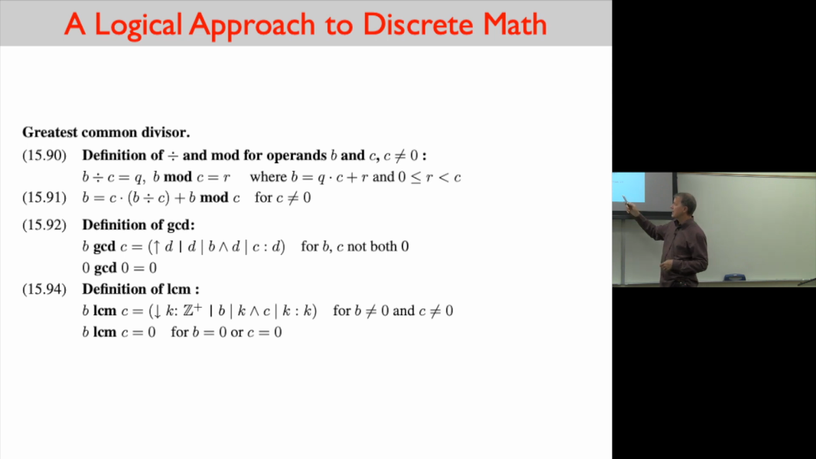What it means is that if you take B divided by C, the number that you get, Q, which is the quotient, has to be such that B mod C equals R. R is the remainder, the remainder that you get when you take B divided by C. And B is the quotient times C plus the remainder, and the remainder has to be greater than or equal to 0 and less than C. Otherwise, it's not the right kind of remainder.